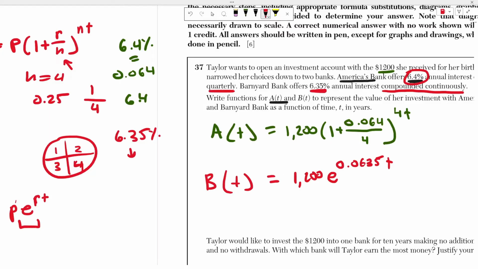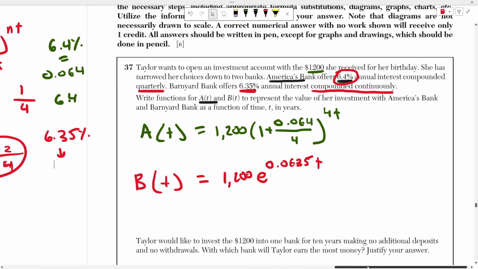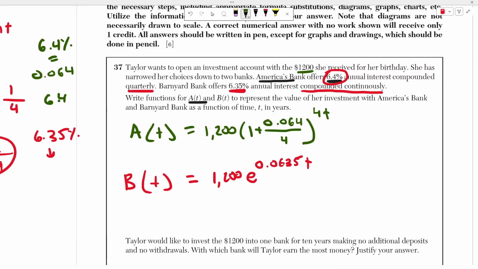And you have to remember that the two rates change between the two banks, right? So if you have that, then you're going to get full points on this test. If you really wanted to, you can simplify your answer to A of t. You can actually do 1 plus 0.064 divided by 4, and you can get that A of t is equal to 1200 times 1.016 to the power of 4t, if you choose to do that.